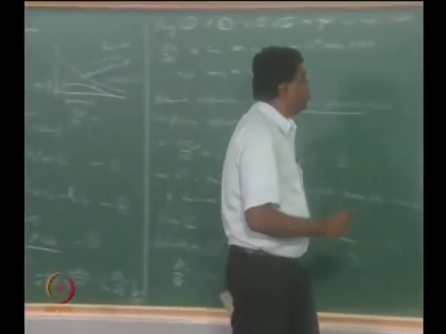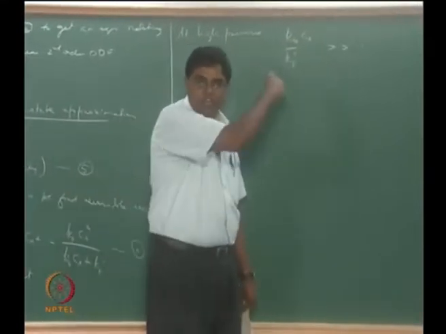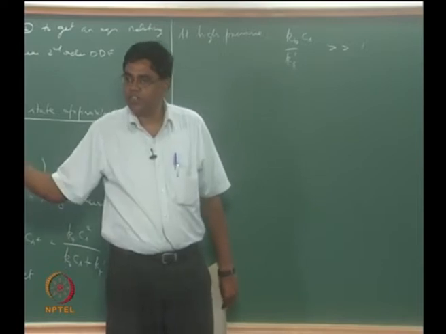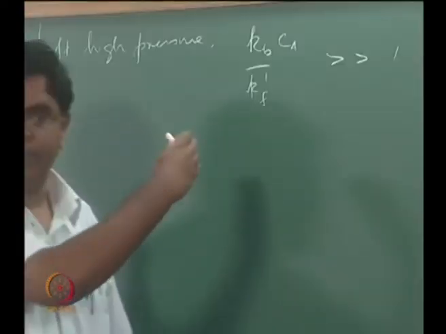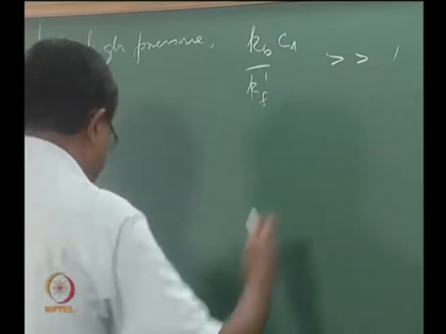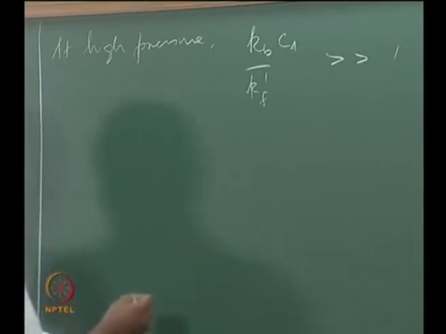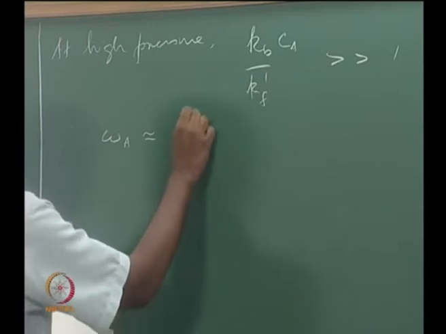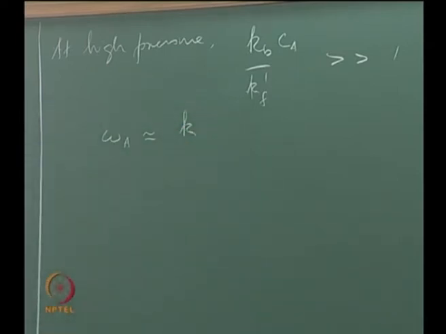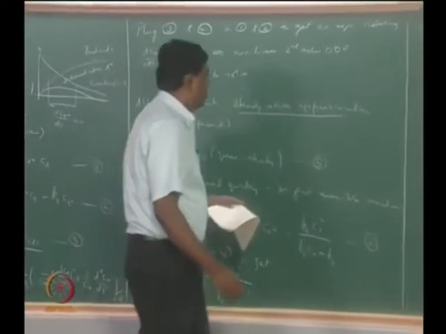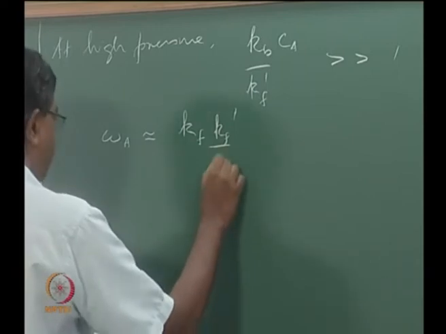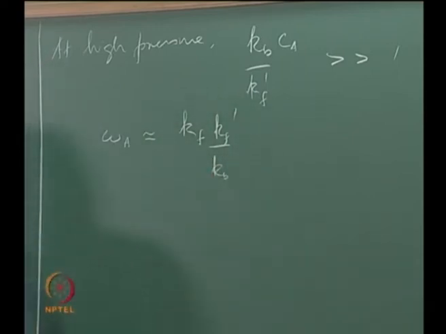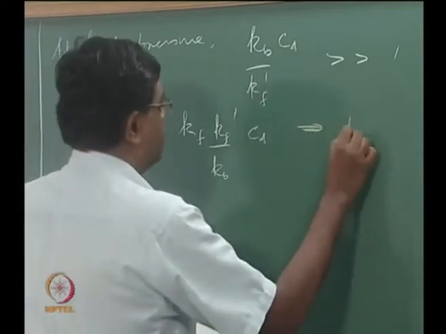Therefore at high pressure, you would expect that the backward reaction, the second reaction, predominates over the third reaction that is unimolecular, and therefore the numerator is larger than the denominator. Therefore we expect this to be much larger than 1, and if you plug that in, omega A approximately becomes, we go back and get rid of the 1, in favor of this expression, so you now have KF prime divided by KB, and then the CA gets cancelled with one of the two CAs in the numerator to get only one CA. This will behave like a first order.